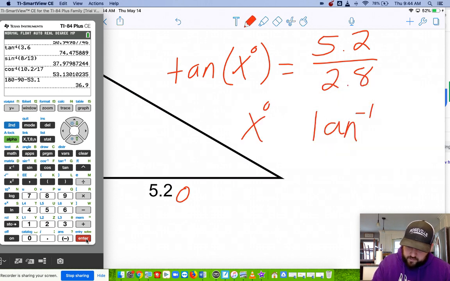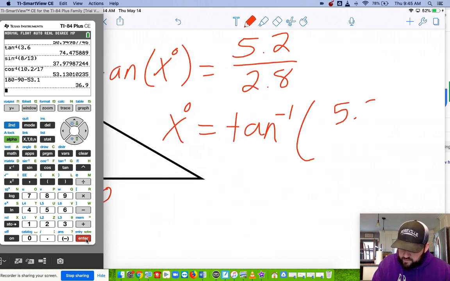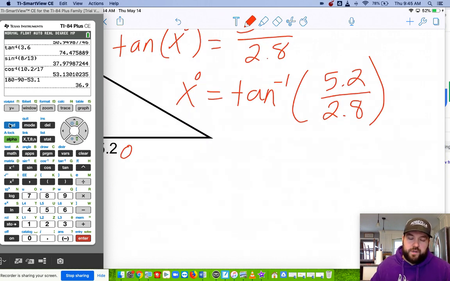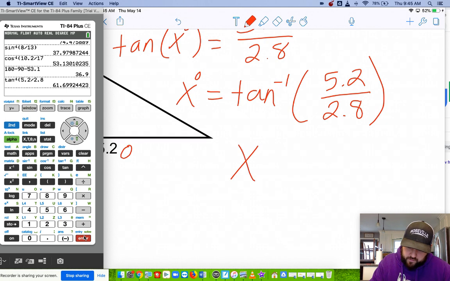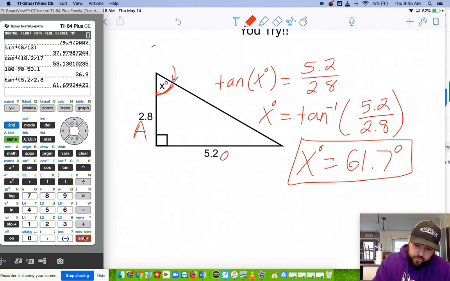to find x degrees. You could divide 5.2 divided by 2.8 first, but just go ahead and type that whole fraction in, because what that'll do is prevent us from having to round too many times, and the more times you round, the less exact your answer is going to be. So we're going to go 5.2 divided by 2.8. Just misclicking all these buttons. 2.8. 61.6992443. So that is going to be 61.7 degrees. So 61.7 is the missing angle that we're looking for right there.